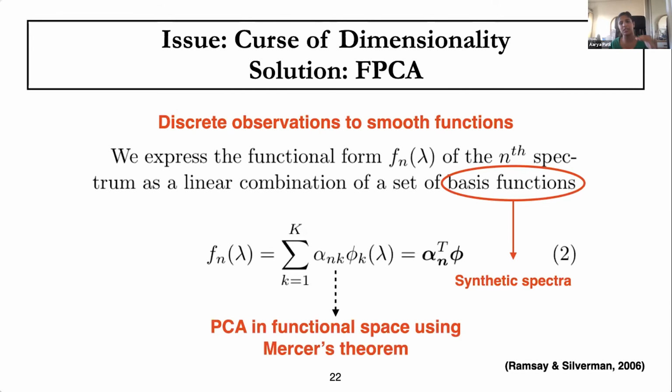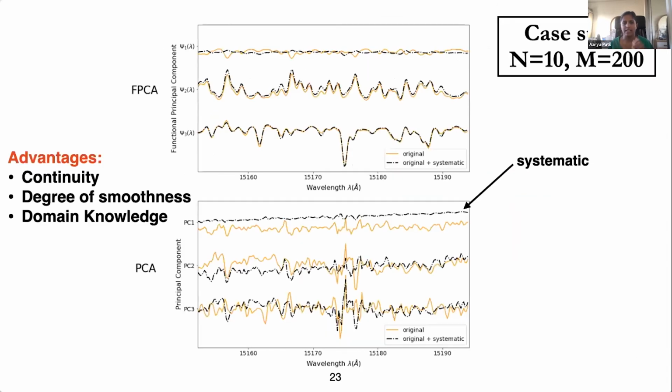And then after we find this functional form, we do PCA in functional space using something called Mercer's theorem. And the advantages of a procedure like this is that it adds continuity, a degree of smoothness, and also domain knowledge into the PCA framework.